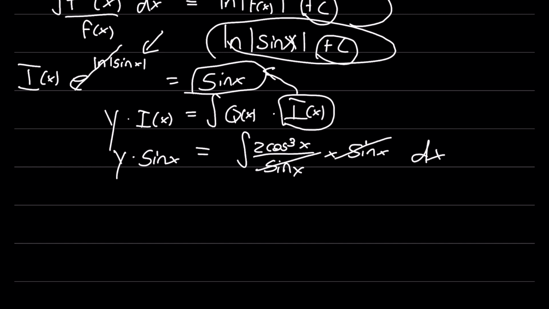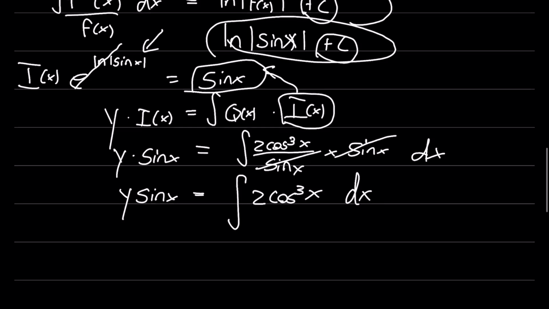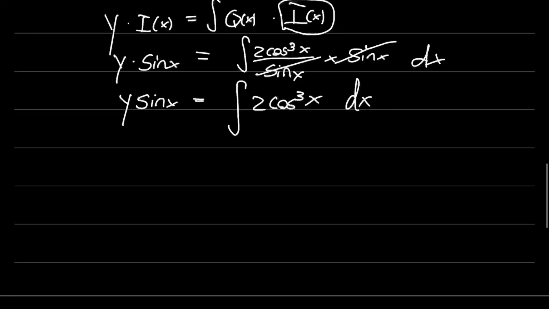And these two things cancel out, so we're really left with y sine x should be equal to the integral of 2 cos cubed x. Now, this question is really building on foundation that you should have from integration, which is how to integrate trigonometric functions to the power of 3. You have to learn how to do it to the power of 2 and to the power of 3. But in this case, we're just going to factor it out.